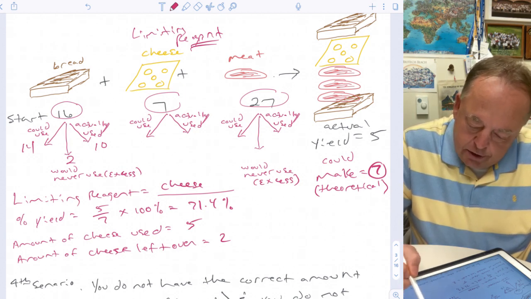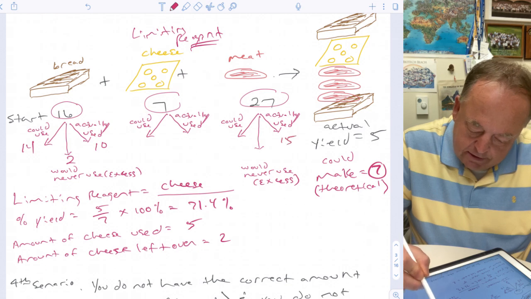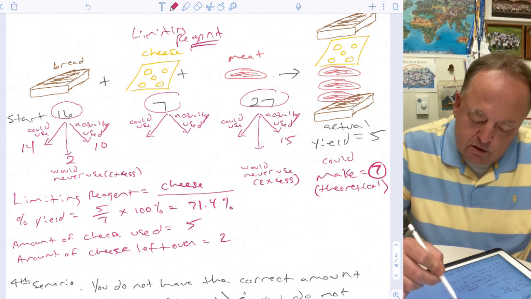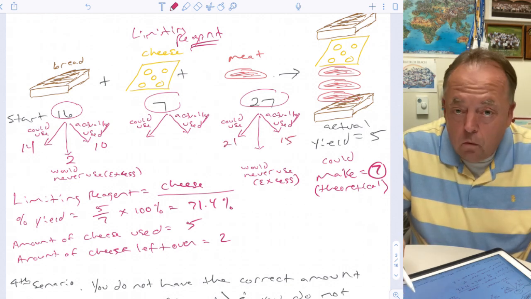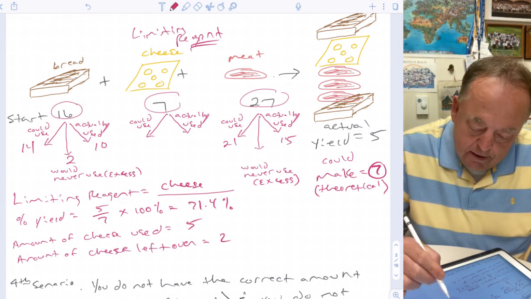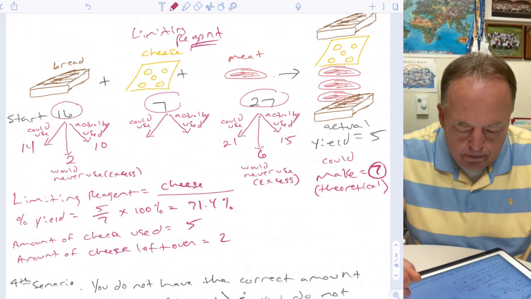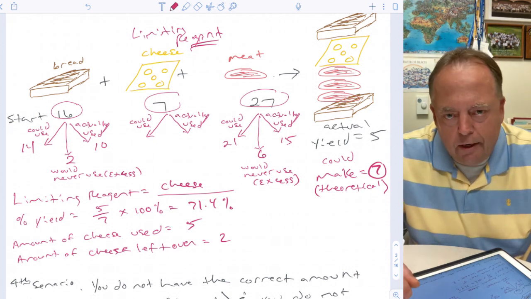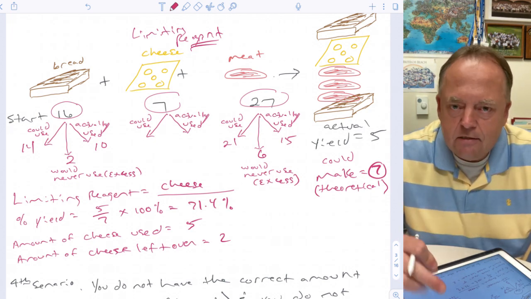So you actually used 15 slices, right? If you were going to make 7 sandwiches, you could have used 21 slices. So you had 6 slices of meat that you were never going to use no matter what, because you can only put 3 on a sandwich and you have excess to begin with.